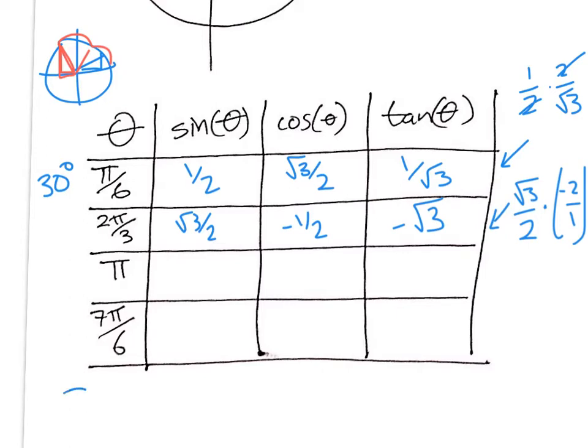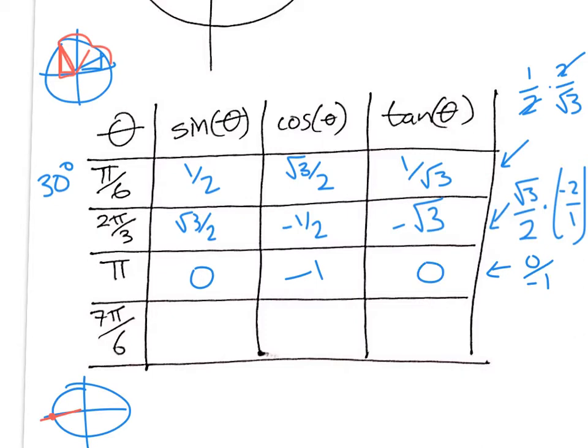Pi, we'll move down here. So here's our angle pi, and we know that the sine, the y-coordinate, is 0, cosine, the x-coordinate, is negative 1, and sine over cosine, 0 divided by negative 1, is 0.